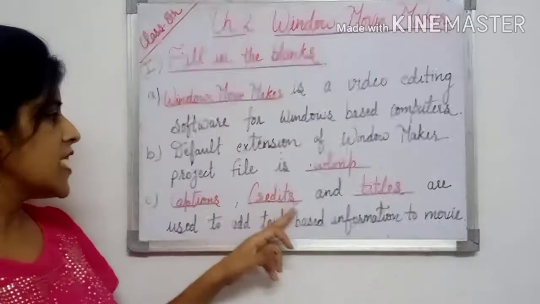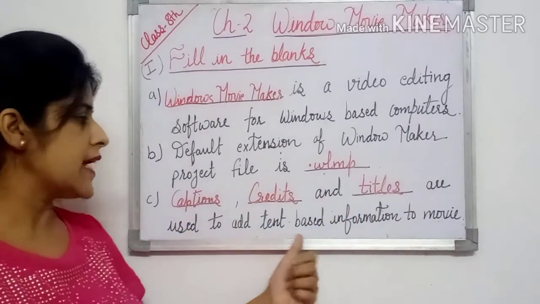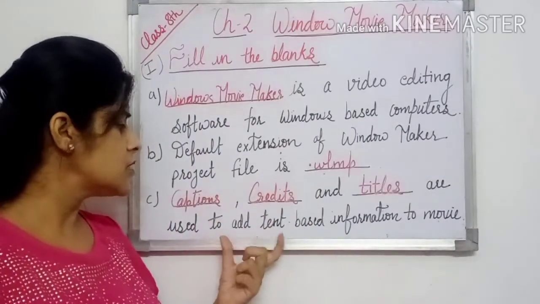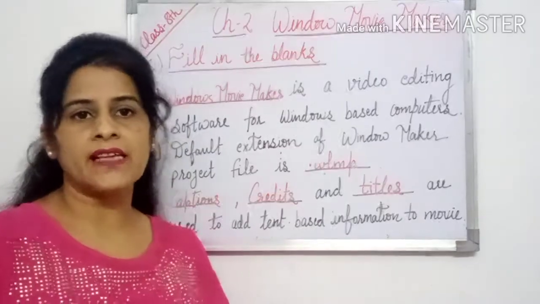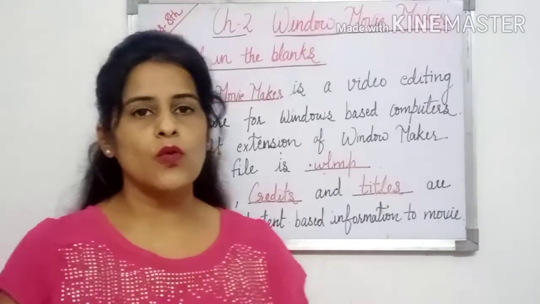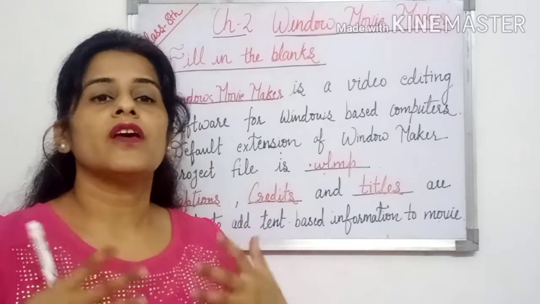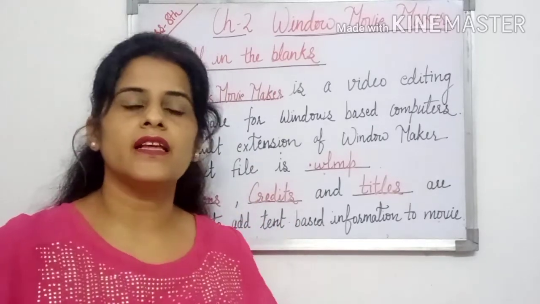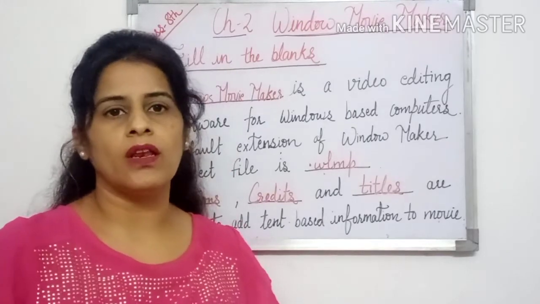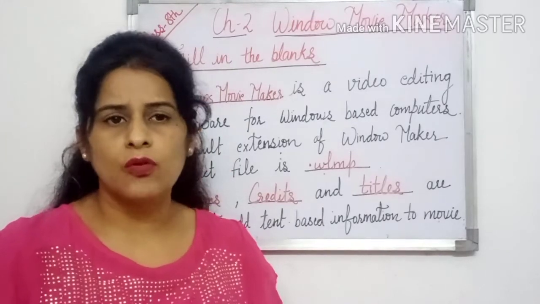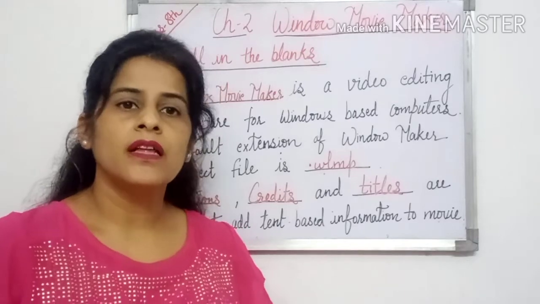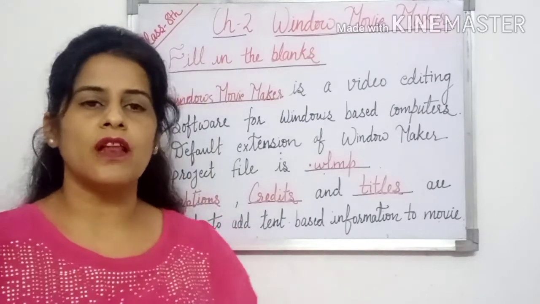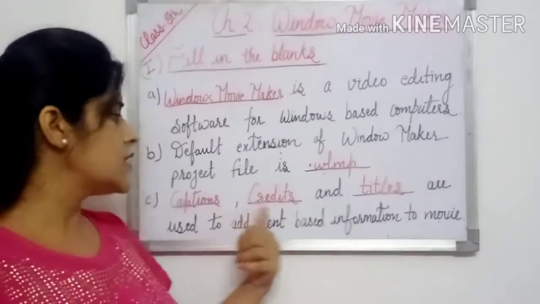Next is dash. Dash and dash are used to add text-based information to the movie. What are the three used for text-based information? Whenever you go to see a movie, you see that in the starting there are some names shown, who are the heroes and heroines of this movie, and at last some text information is given to you. So in this movie we can also add this. So we can use three options.